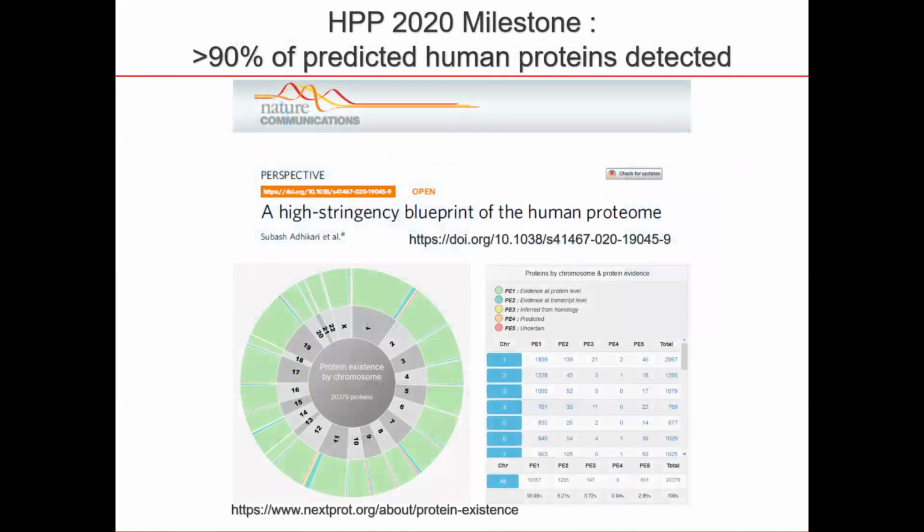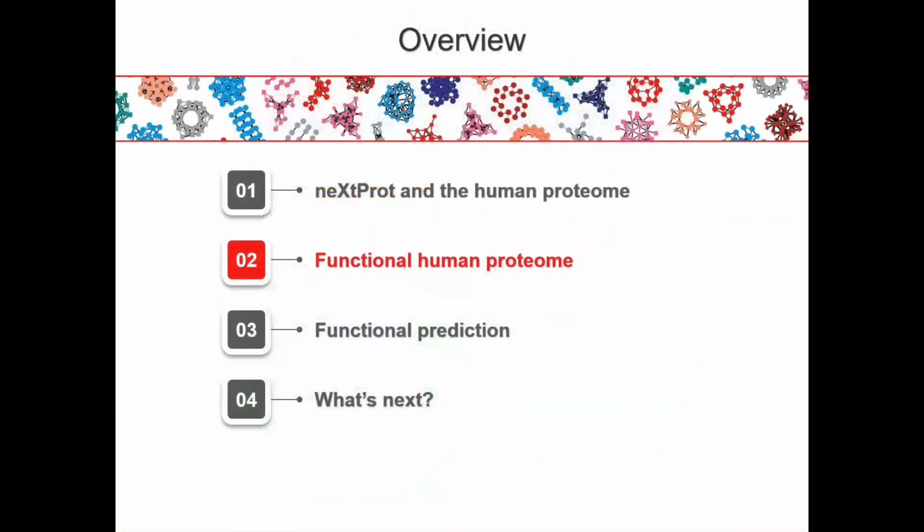Last year, the HPP project reached a major milestone in that over 90% of the predicted human proteins have been detected. This came out as a Nature Communications paper, and nextProt being the reference database for this project, you can see here for the current release that just over 90% of the entries currently have evidence which is PE1, so at the protein level. Let's now turn to the functional human proteome.